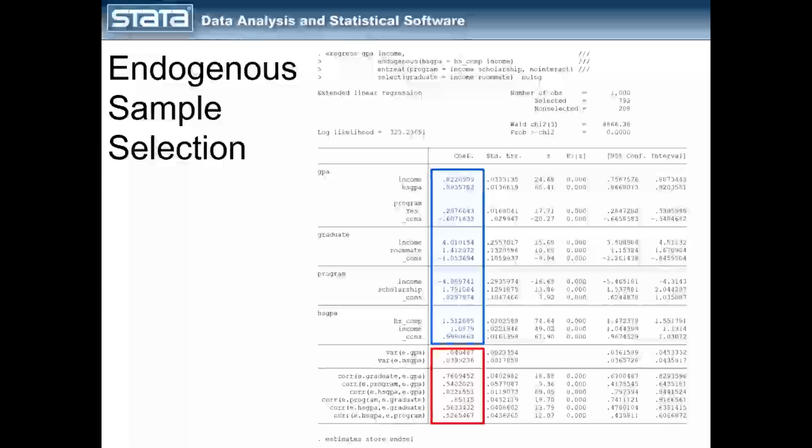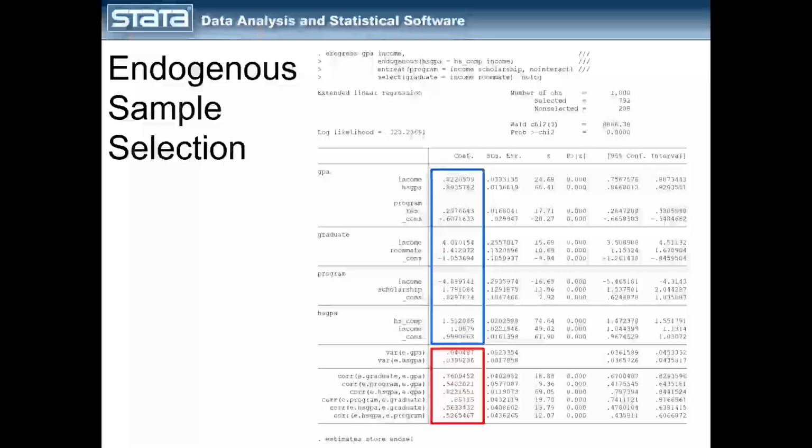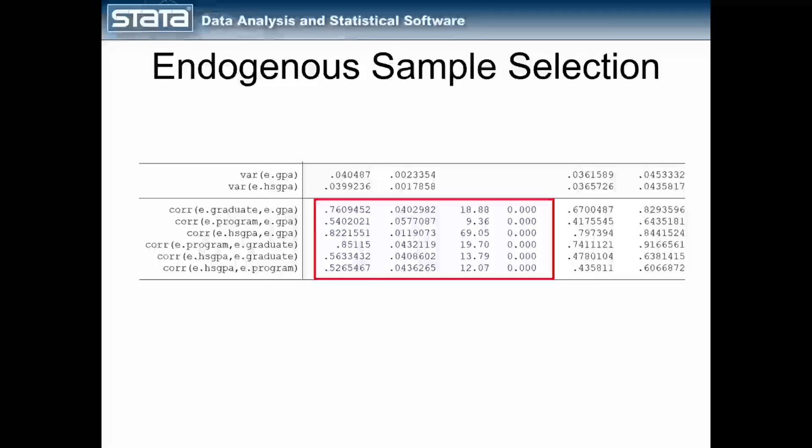So if I fit this, now I get 4 sets of coefficients at the top. Again, the graduate and program coefficients are on a probit scale, so we can't really interpret those. And again, what I'm interested in is the error terms here at the bottom. So let's zoom in on these.